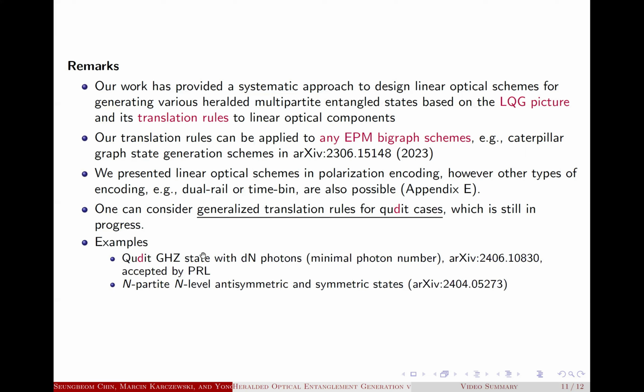problem. And actually we have proposed, to my knowledge, the most efficient scheme for generating the qudit GHZ state with just dn photons, which is the required minimal photon number for generating an arbitrary qudit n-partite GHZ state. And this one was recently accepted by Physical Review Letters. And also, I have introduced a heralded scheme for generating n-partite n-level antisymmetric and symmetric states in this paper.